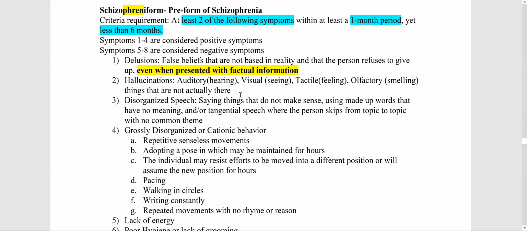Hallucinations: auditory, visual, tactile, olfactory, of things that are not actually there. Auditory, hearing; visual, seeing; tactile, things that you can feel; olfactory, things that you can smell.